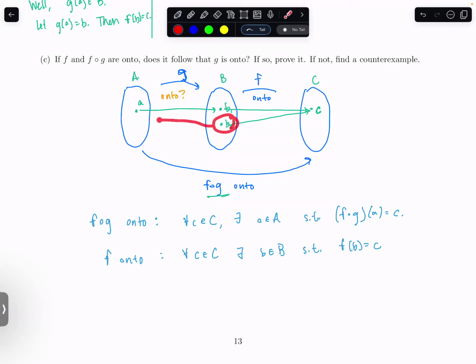But B2 doesn't have a pre-image under the function G, right? So A misses it. A doesn't hit this. A is a little piece of paper that stacks up on B like this, not on the edges. So this B2 doesn't have a pre-image. So G doesn't have to be onto. So this here is our counterexample. So no, G does not have to be onto.